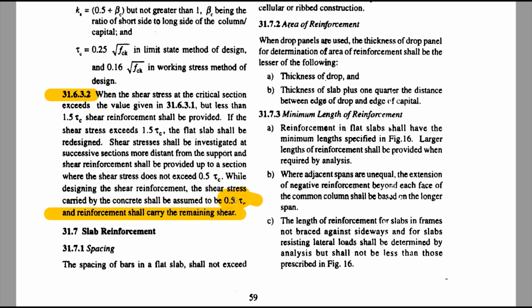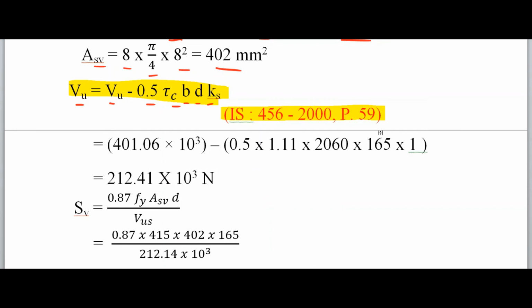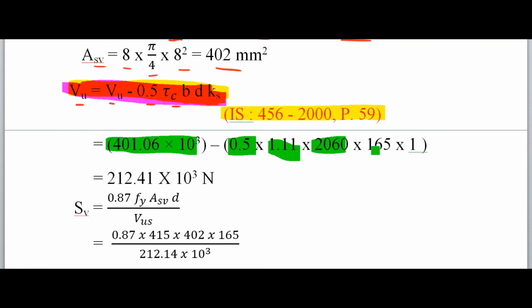So there is no direct equation here. There is one clause, which is called 31.6.3.2. In this clause we have one line, and from this line we have derived this equation from IS 456. Now Vus we have 401 into 10 raised to 6 into 10 raised to 3, 0.5 tau c 1.1, 2060 b, 165 depth, Ks is 1. So Vus is 21241 into 10 raised to 3 Newton.